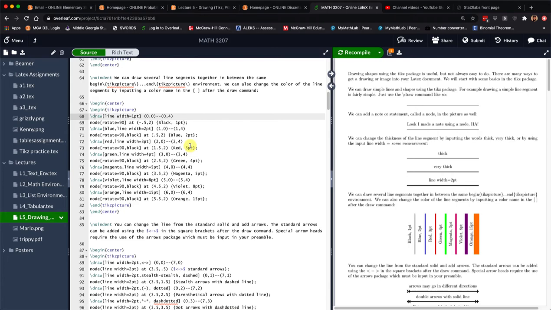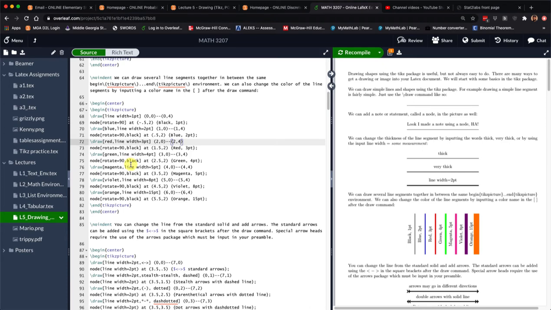And then I just kept drawing. I did draw a blue line, made that a little thicker, 2 points, from 1, 0 to 1, 4. So I skipped over a little bit, and then I put a node in there for that one, rotated at 90. If you don't put black here, it will automatically change it to the blue that you've designated the drawing line to be. So you have to be aware of that. But notice I ended that with a semicolon, just as I did the previous one. It means I can draw the next picture.